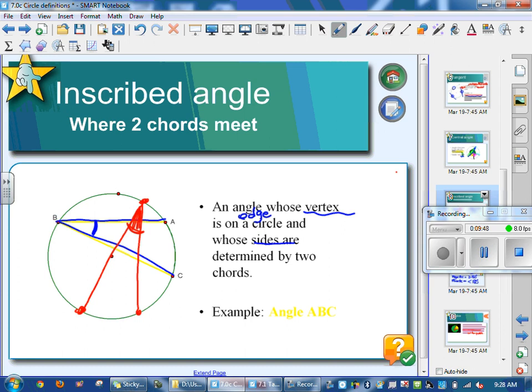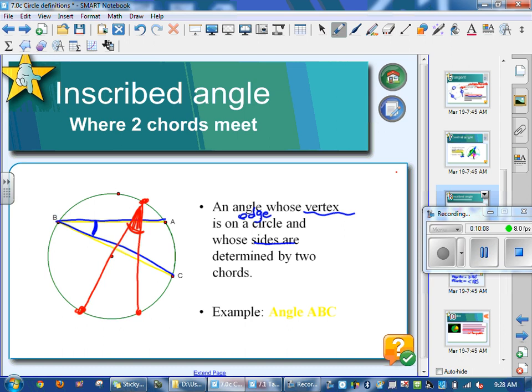Any questions on inscribed? Yep. Can they have to touch in like the middle, or does it have to be? Never. If they touch in the middle, they're called central. Okay? So middle is central, outside is inscribed. Okay? Good question.